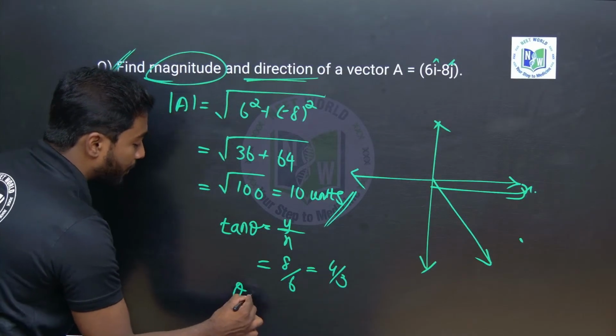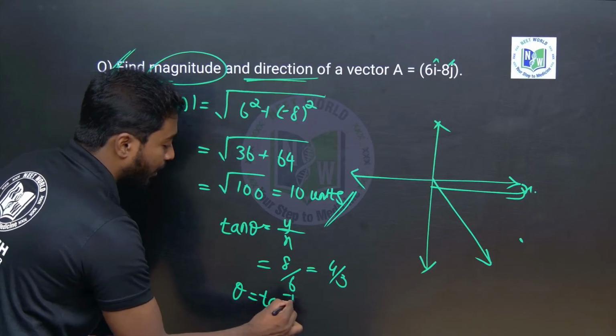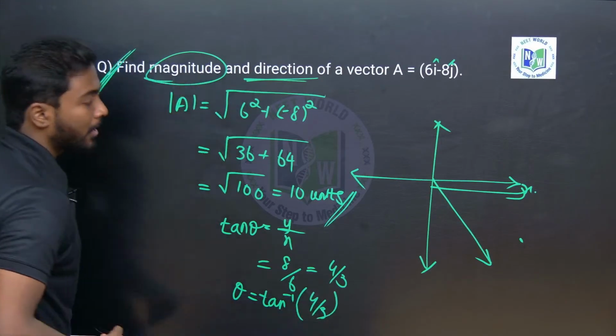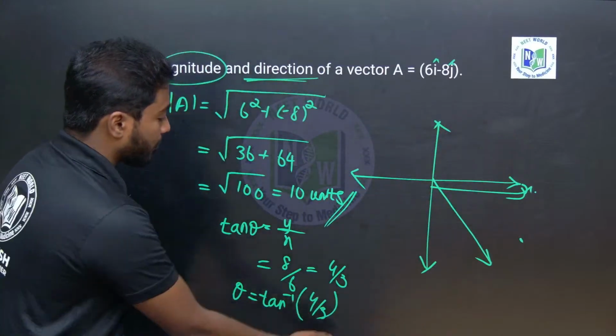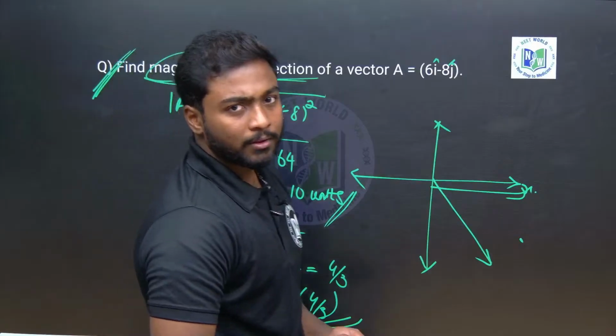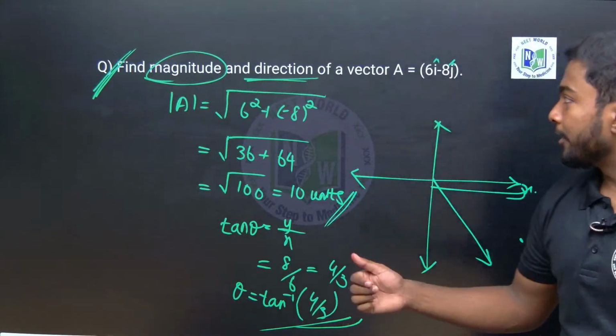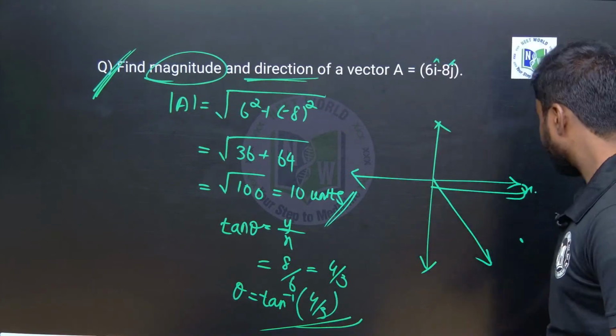So theta will be equal to tan inverse of 4 by 3. By using the 3, 4, 5 angle method, I can find the angles here. Okay, this is how you will find magnitude as well as direction.